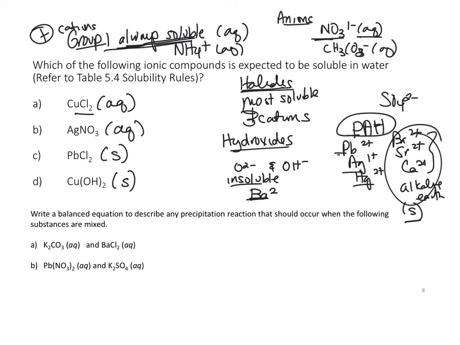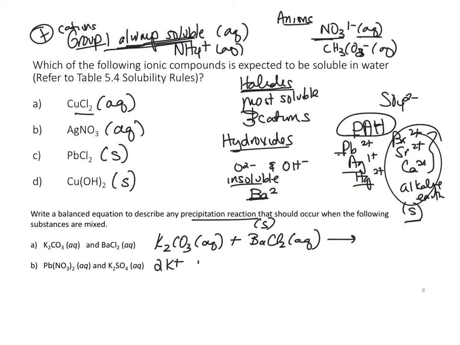Write a balanced equation to describe any precipitation reactions that would occur. Precipitation reactions go from aqueous, so they're dissolved, and then they become solid when they combine with certain cation-anion combinations. So K2CO3, potassium carbonate, and they tell you right here that it's soluble, plus barium chloride, and that's somewhat soluble. And then we're going to do this do-si-do. So this is going to break down into 2 potassiums and 1 carbonate. This is going to break down into a barium and 2 chlorides. And then what's going to happen is they're going to displace.